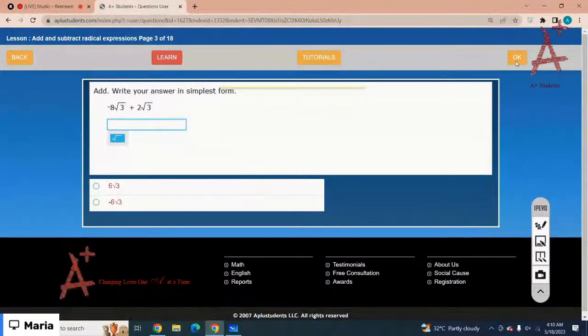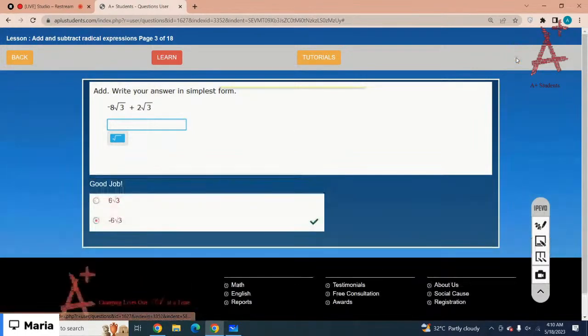Okay, the next one is add. Write your answer in simplest form. So which is the correct option? Square root 3 is common and negative 8 plus 2 is negative 6. So it would be negative 6 square root 3. Got it?